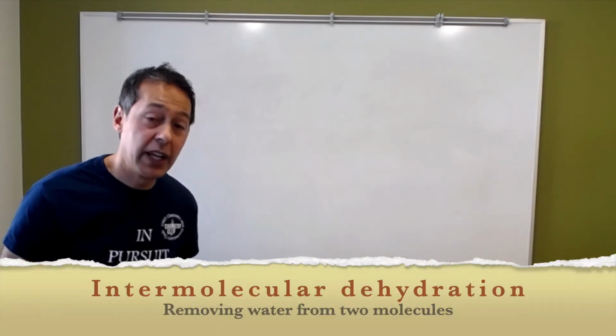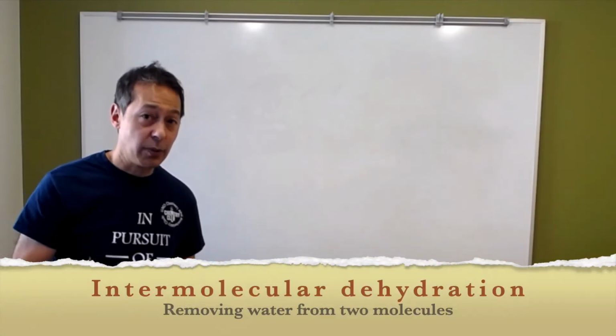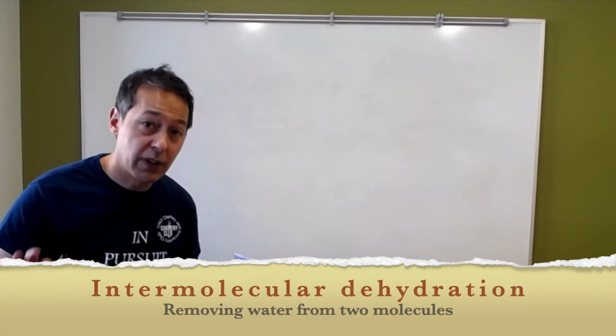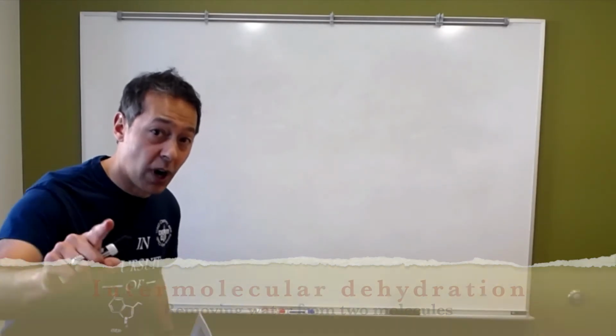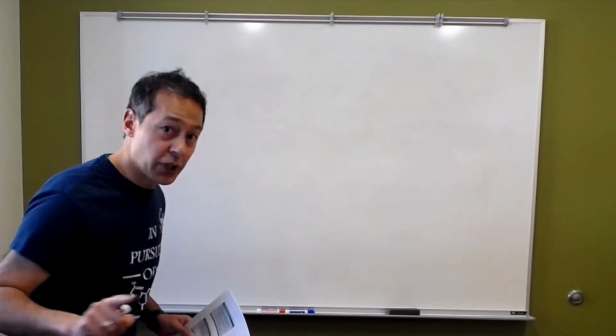The next type of chemical reaction we're going to take a look at is an intermolecular dehydration reaction. Intermolecular is a little bit different in that it has 2 different molecules that we're going to join together by removing a water. So let me draw out the structures here first.